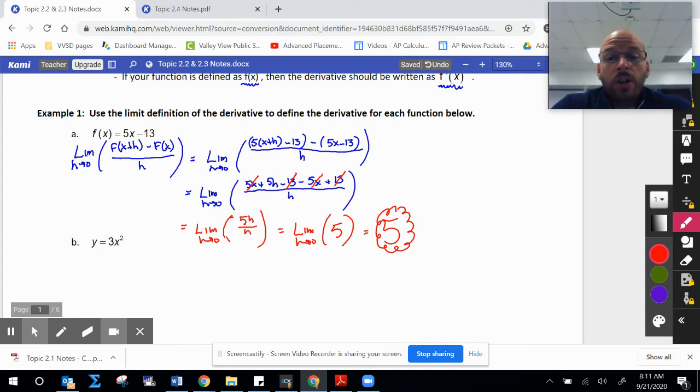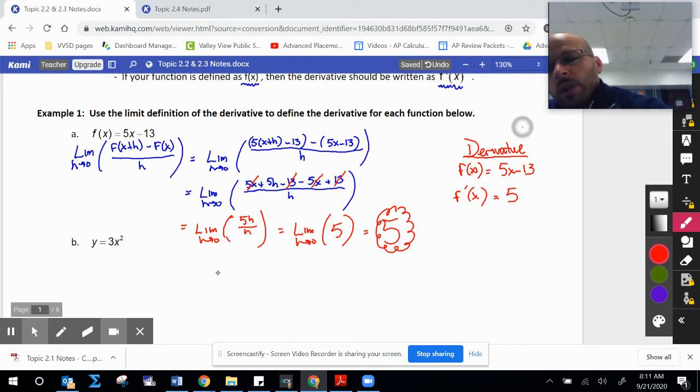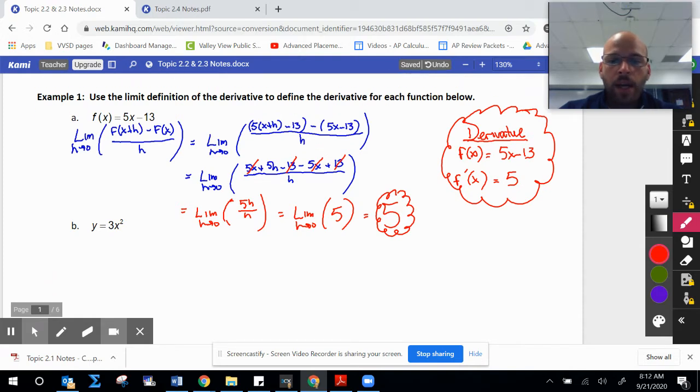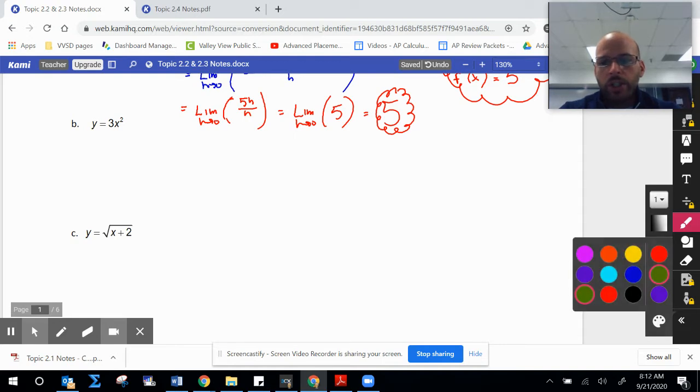Now, normally it's an expression of x, but I also want to be clear on how I'm going to write this. So the derivative, I want you guys to have good notation. The derivative of this function, because it was f of x equals 5x minus 13, I can say f prime of x is just 5. Okay, so the original function was 5x minus 13. I can then say f prime of x is 5. Okay, now if you take a look at part B, we're going to change colors here. We'll go to green.